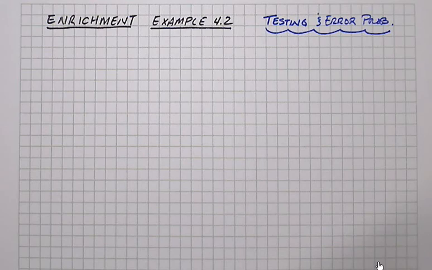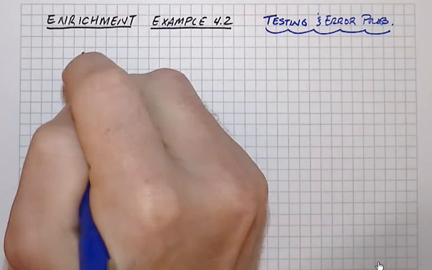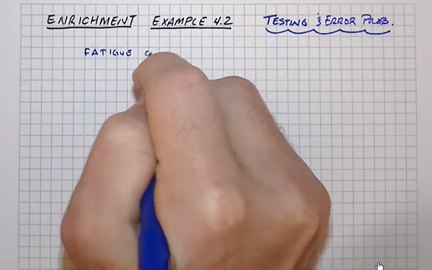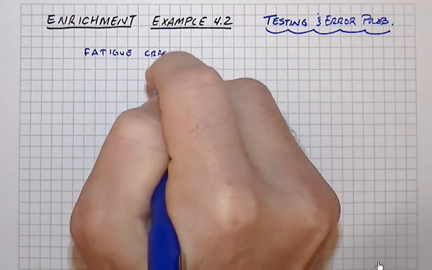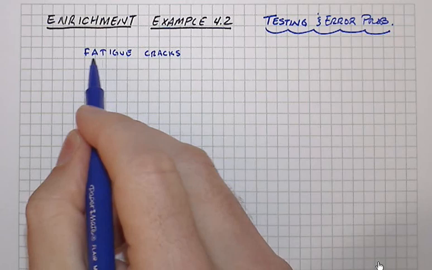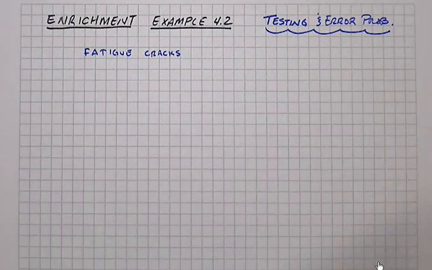In enrichment example 4.2, we're going to take another look at testing reliability, in particular in the context of fatigue cracks. Remember, people like to use the paperclip as an example of fatigue, although that's not actually an example of fatigue. It's just large strain cycles, and that's not quite the same thing. Fatigue is associated with thousands and thousands of cycles of elastic level stress cycles.